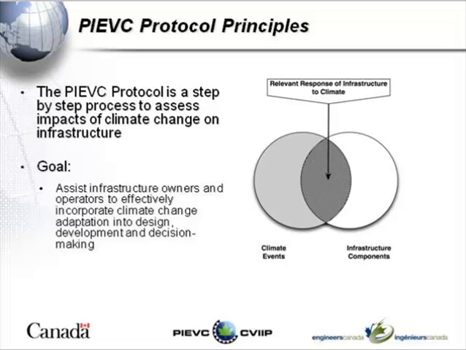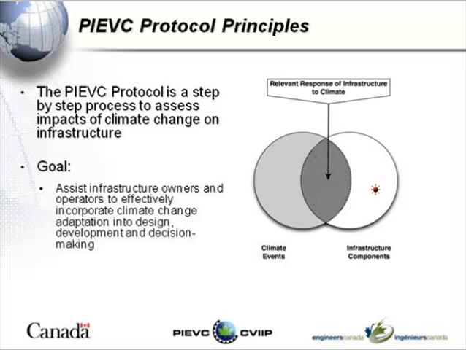Its goal is ultimately to help infrastructure owners and operators incorporate climate change adaptation into design, development, and decision making. What the protocol really does is the following. We work out what are the likely climate change events we are going to see in the region of the infrastructure. So we're looking regionally, in the close region of the infrastructure, at what we could see.